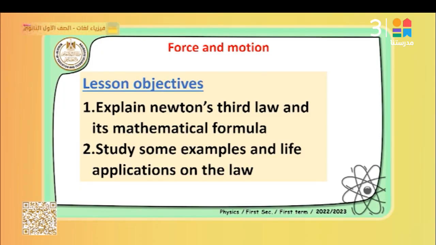We will start studying Newton's third law of motion. As we have taken in the last session, we have taken Newton's first law, and we will continue for today. Newton's third law, let's see the objective for today. Explain Newton's third law and the mathematical formula, and study some examples or a live situation just to explain how it works.